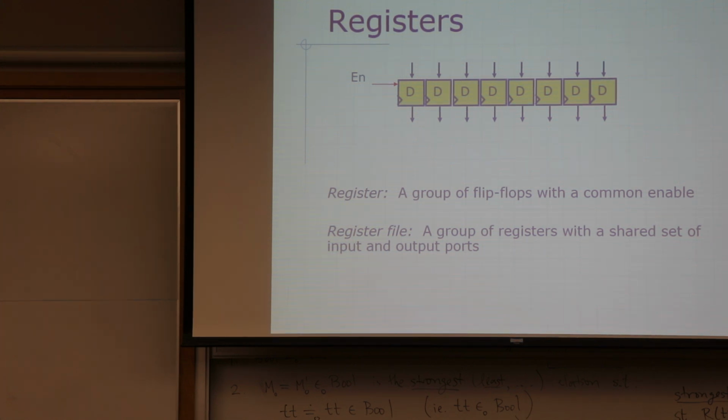A register file is a group of registers with a shared set of input and output ports. Sometimes when you have lots of registers, you may not want to control them independently, because that takes a lot of hardware. So you will say, well, I have 32 registers, I'm only going to be reading 2 of them. So I'll have 2 read ports. I only update 1, so I have 1 write port, etc.